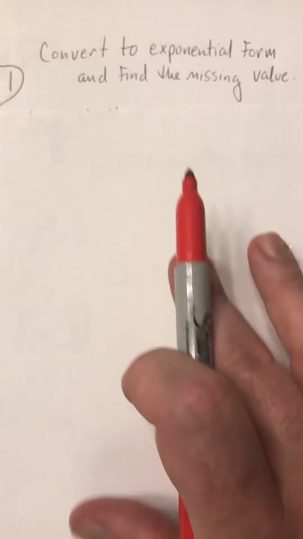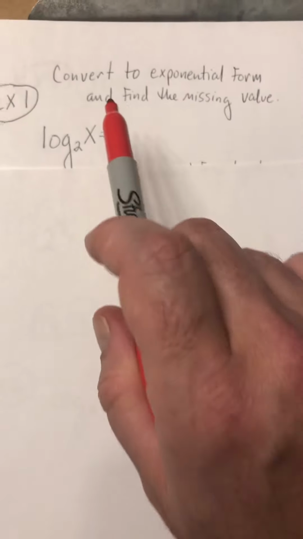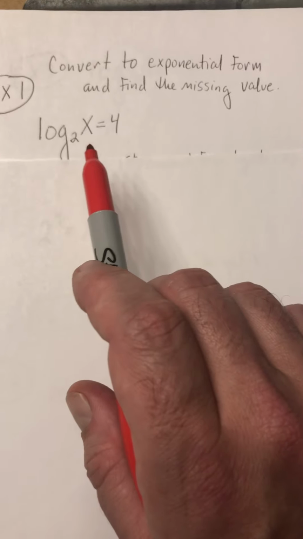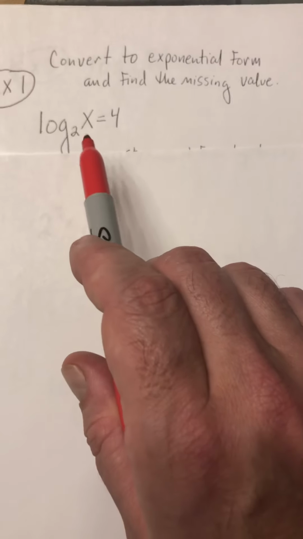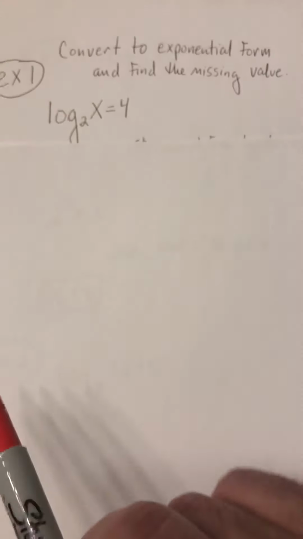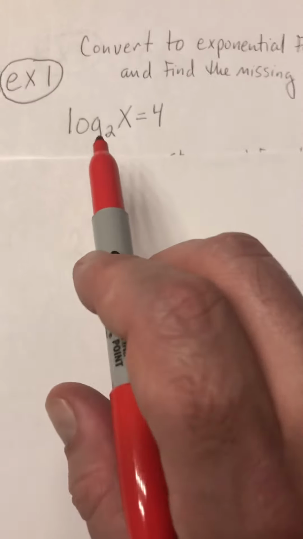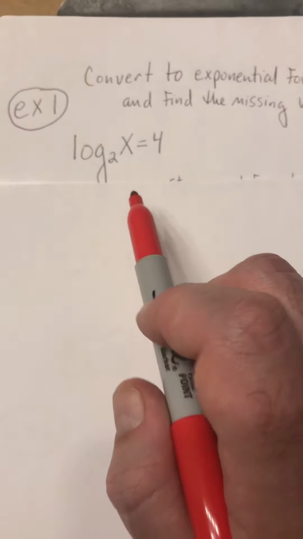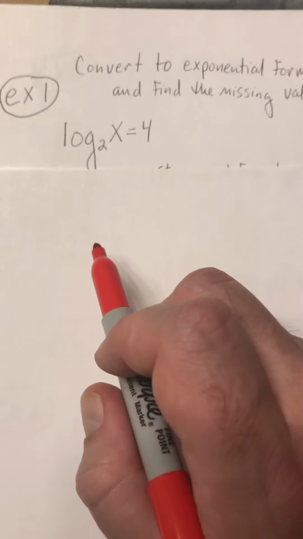So that brings us to what we're going to look at in our next assignment, assignment number 8. What we're going to do here in this next example is we're going to convert this statement to exponential form, just like we did, and we're going to find what the missing value should be that's given here for x. So for this first example, this one says log base 2 of x equals 4. And our job is to find out what the missing value for x is.